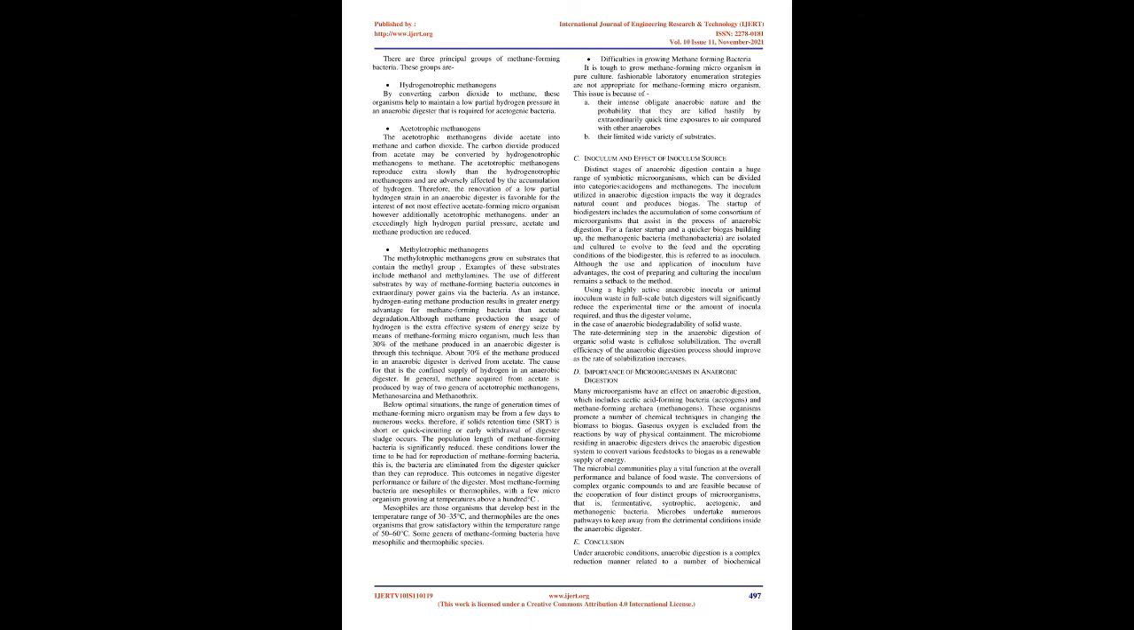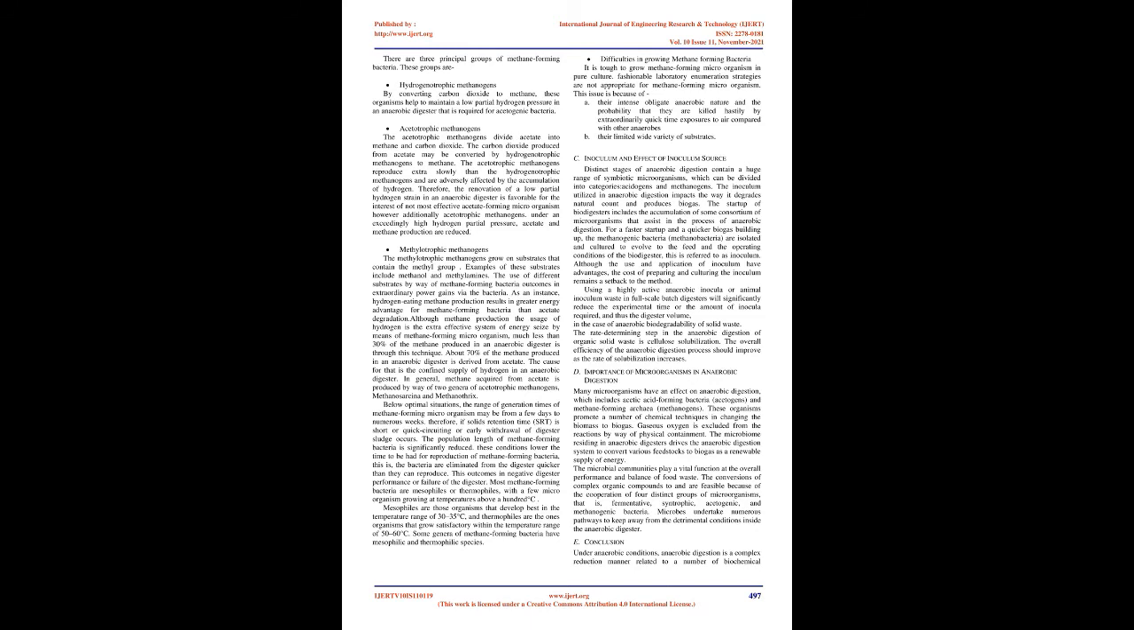About 70% of the methane produced in an anaerobic digester is derived from acetate. The cause for that is the limited supply of hydrogen in an anaerobic digester. In general, methane acquired from acetate is produced by two genera of acetotrophic methanogens, Methanosarcina and Methanothrix.